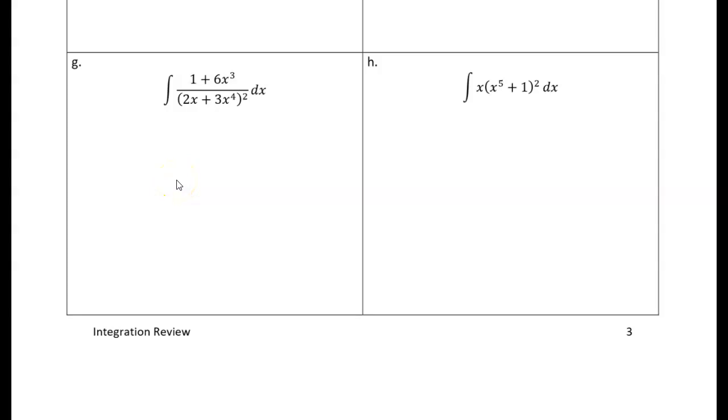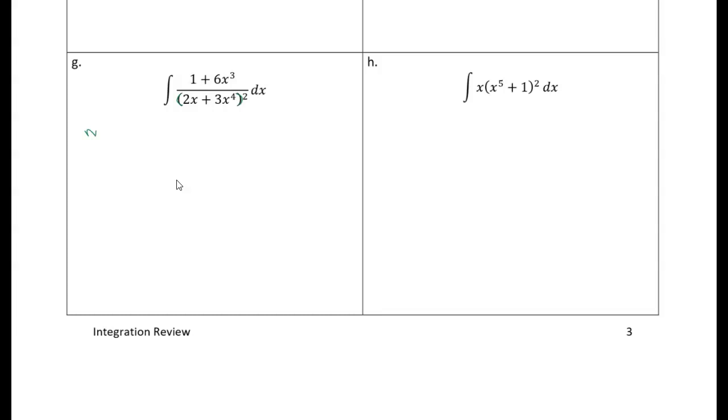All right, another tricky problem here. Now, again, I'm seeing a composite function. I have the square function, right? In the denominator here, I've got the square function with a polynomial inside of it. And the polynomial involves an x to the fourth, right? So the derivative of x to the fourth is 4x cubed, and I see an x cubed up here. So let's try substitution.